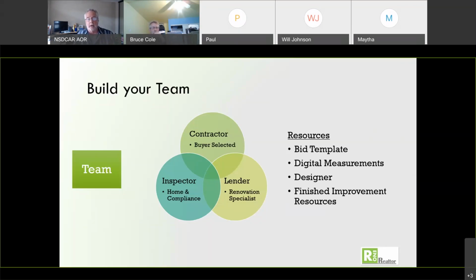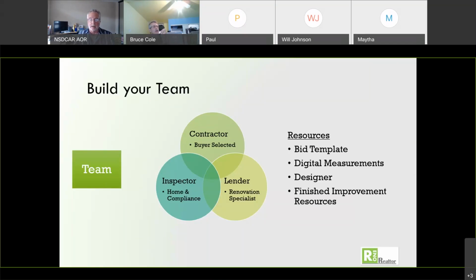There's also some other additional resources. We have a bid template we can provide to you. I don't know if you know what a digital measurement tool is, but it allows you to start making measurements. I encourage that, as you're going down this path, let's start getting some measurements taken of the property. The contractor will need that.